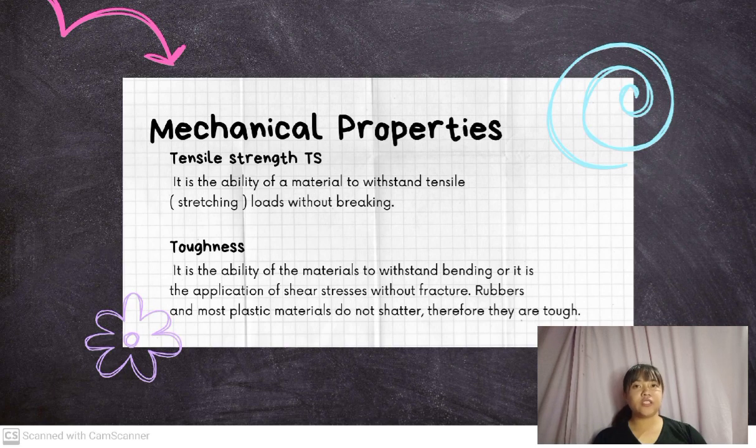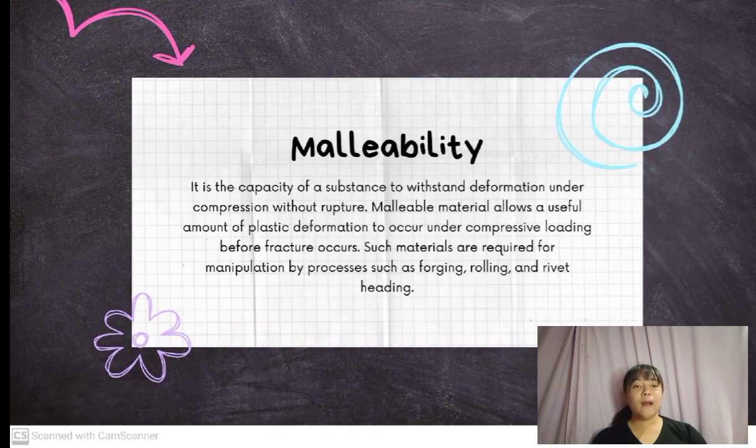Next is the toughness. The toughness is the ability of the materials to withstand bending, or the application of shear stresses without fracture. Rubbers and most plastic materials do not shatter, therefore they are tough.